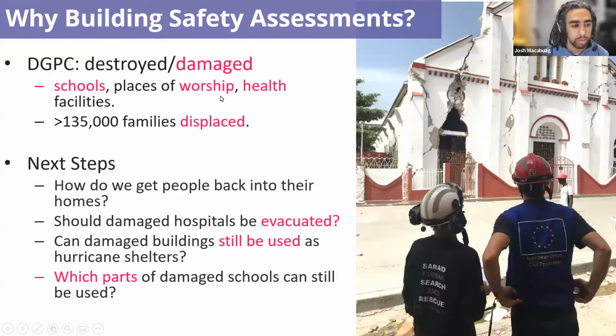So in terms of understanding the scale of the issue, that's where a rapid screening of the numbers of damaged buildings is very important. Many of those damaged buildings would have been health facilities, schools, aggregation points such as areas of worship, which are very important because they also double up as hurricane shelters, and this occurred at the beginning of the hurricane season.